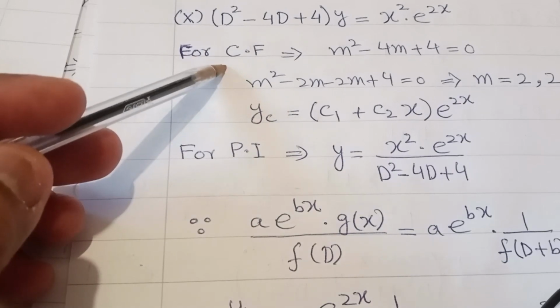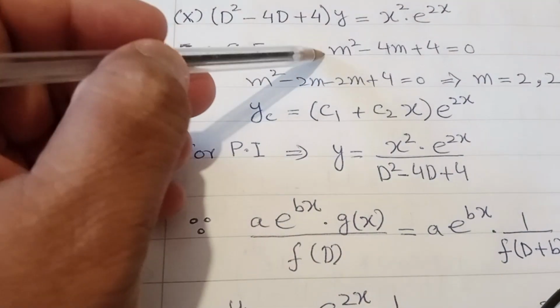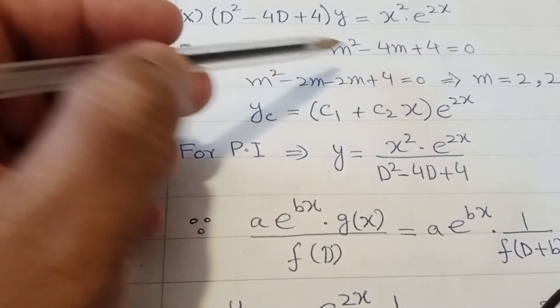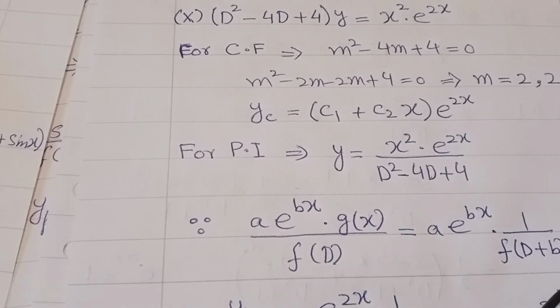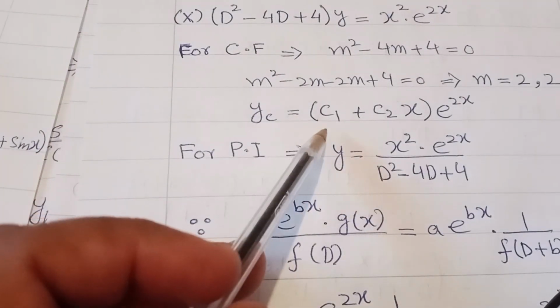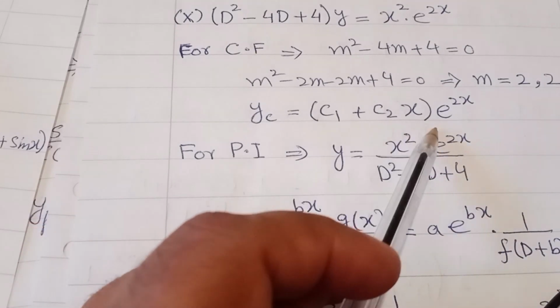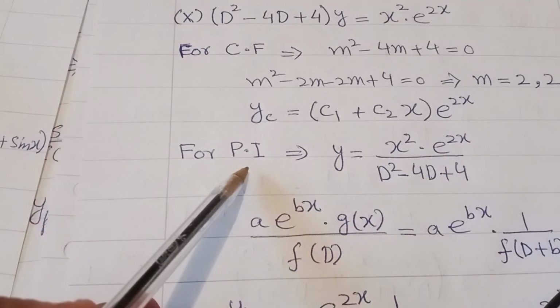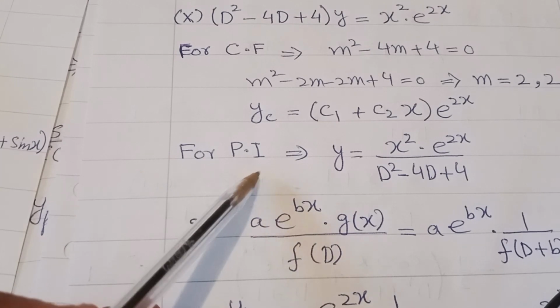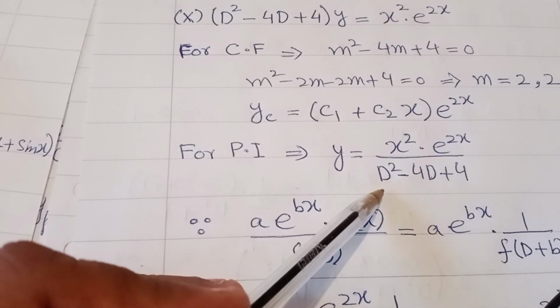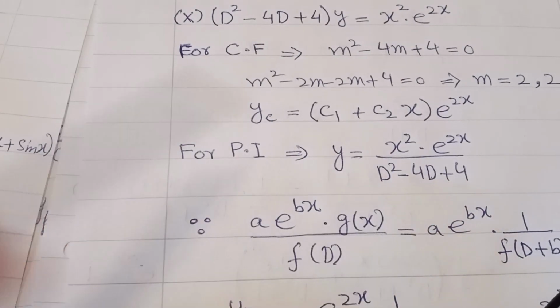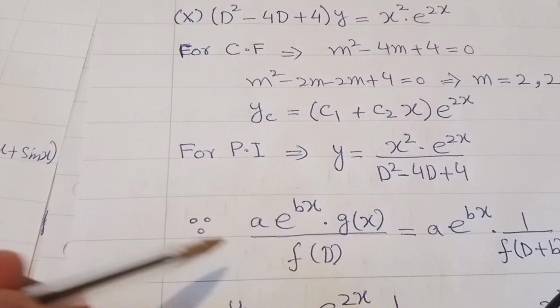complementary function. From the left hand side, the auxiliary equation m square minus 4m plus 4 is equal to 0, and we have two roots. Both the roots are repeated roots, so the complementary function becomes yc is equal to c1 plus c2x exponential 2x. Now for the particular integral, from equation number 1, y becomes x square minus exponential 2x divided by d square minus 4d plus 4, and here we will apply this formula.